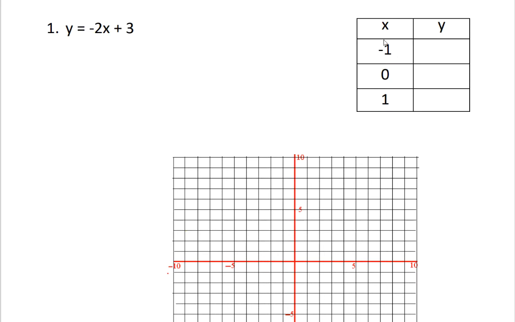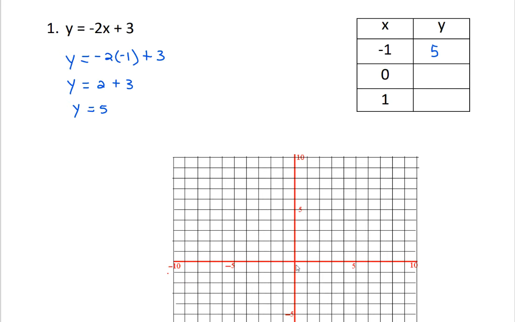So if we choose this first value for x, -1, I'm just going to write my equation and plug in -1 or substitute -1 in as the value for x. So if I simplify this, I get -2 times -1, that would be a +2, plus 3, which is 5. So this means when our x coordinate is -1, our y coordinate is 5. So that gives us the point -1, 5 to plot on our graph.